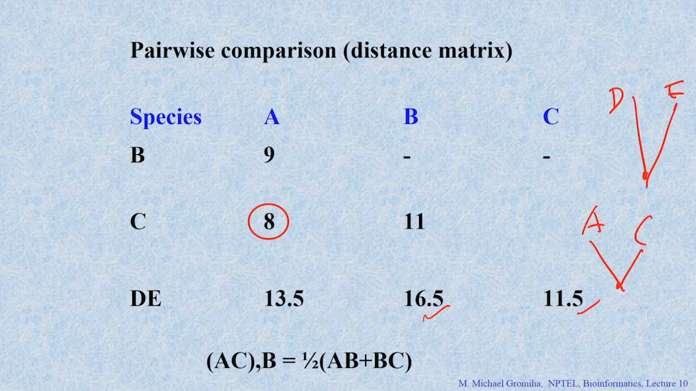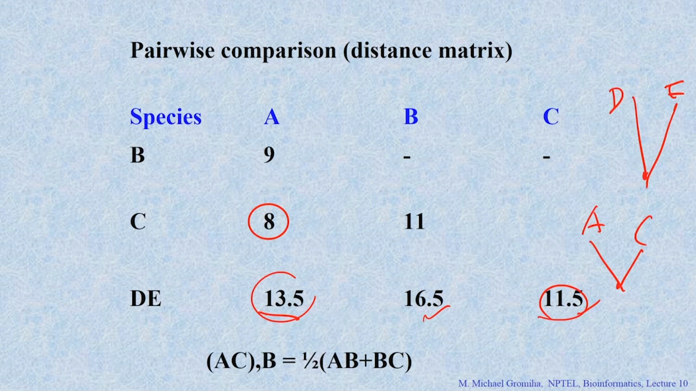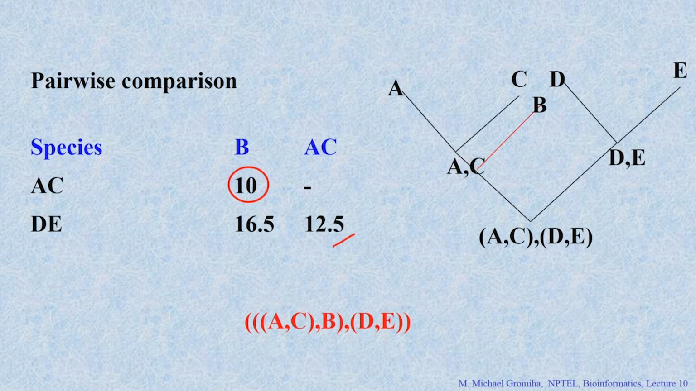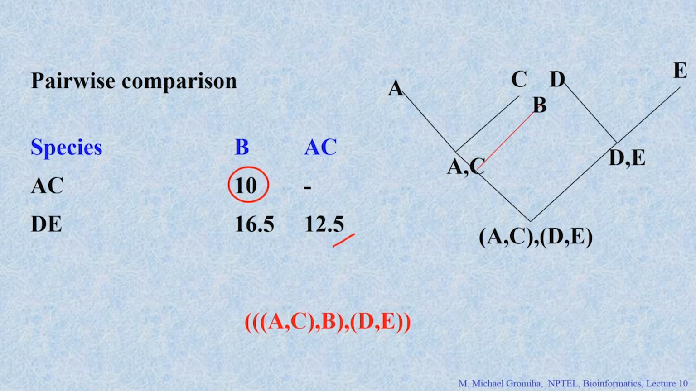If you see here, with A, we will combine A and C. So, take the average of 13.5 and 11.5. This will be 12.5. Here we do not touch B, because we are doing this with AC. So, here this is equal to 16.5. So, from this matrix, now we constructed the next matrix.